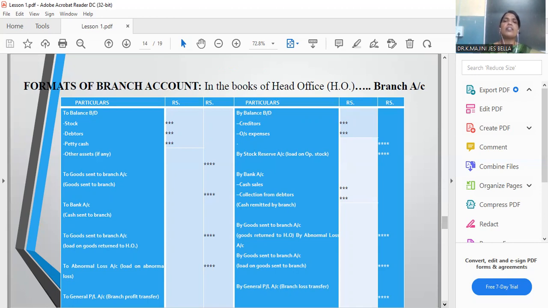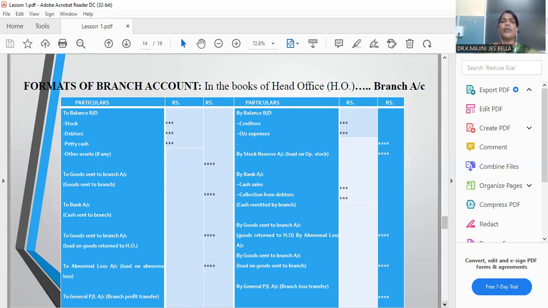Then the stock reserve account, any other stock reserve is there now, we have to write it on the credit side. Then by bank, any other cash sales and any collection we have received from the debtors, these are the items we will write on the credit side.